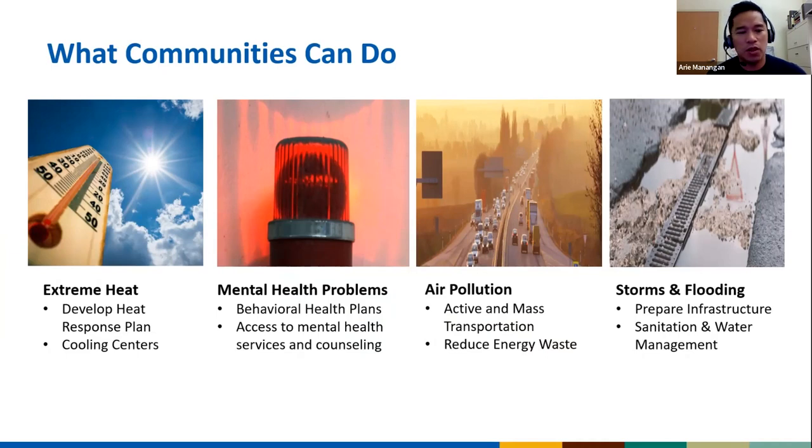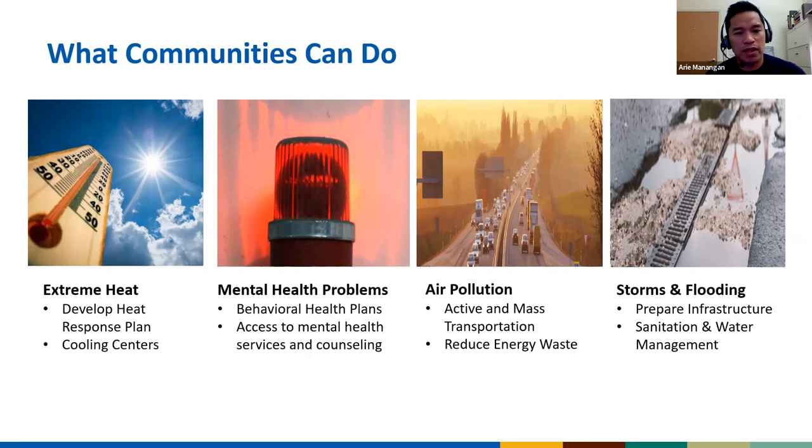For mental health problems, we can develop behavioral health plans for disasters. We can include clear messaging about access to mental health services and crisis counseling. For air pollution issues, communities can encourage active and mass transportation, such as walking, biking, and shared transportation that can lower traffic-related pollution. We can also reduce energy waste, as energy efficient buildings and vehicles can reduce air pollution. We can also weatherize homes, offices, schools, and other buildings. And we can encourage the purchase of fuel efficient vehicles.